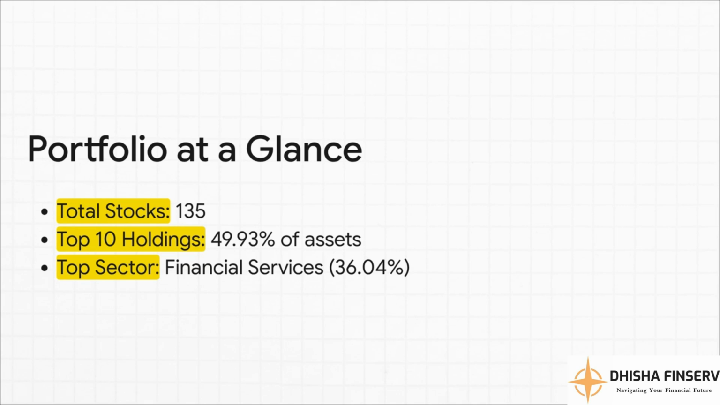So when we zoom out a bit, what does this all add up to? A couple of things. First, even though it owns 135 different stocks, it's pretty concentrated. Nearly half its money is in just the top 10 companies. Second, it's making a big bet on one specific area, financial services. The real question for you is, are you comfortable with that kind of focused approach?